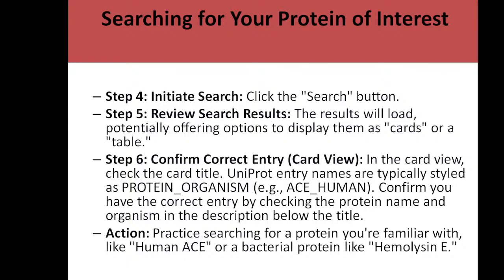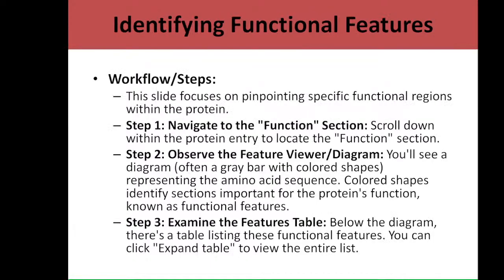Then you have to confirm whether you have the correct entry by checking the protein name and the organism in the description below. What you should do is practice searching for a different protein, not only this one. You can also make use of a bacterial protein like hemolysin E. So you can do that.